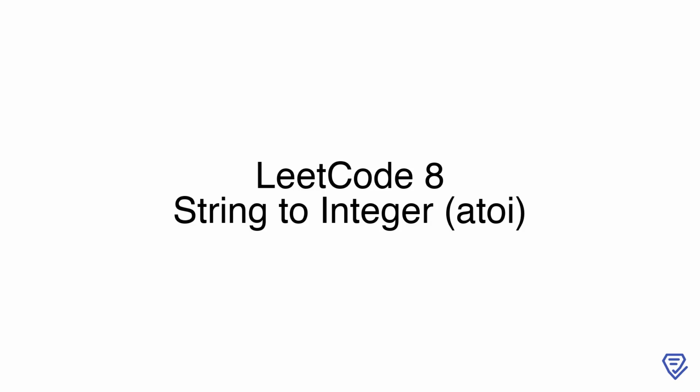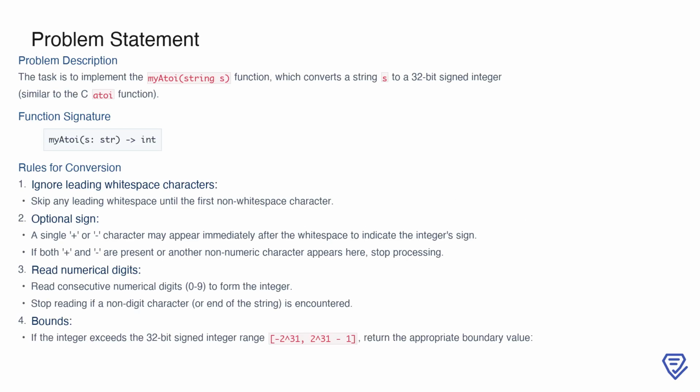Let's get started. In this problem, our goal is to implement the function myAtoi(string s), which converts a string into a 32-bit signed integer. This function is very similar to the C atoi function, which handles string-to-integer conversion based on certain rules. The rules start with ignoring any leading whitespace characters in the string.